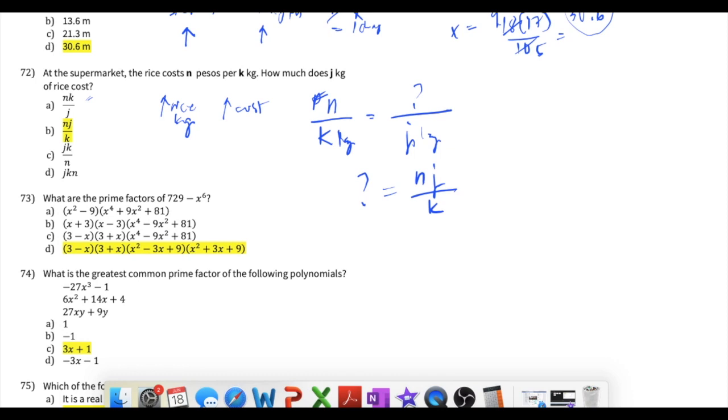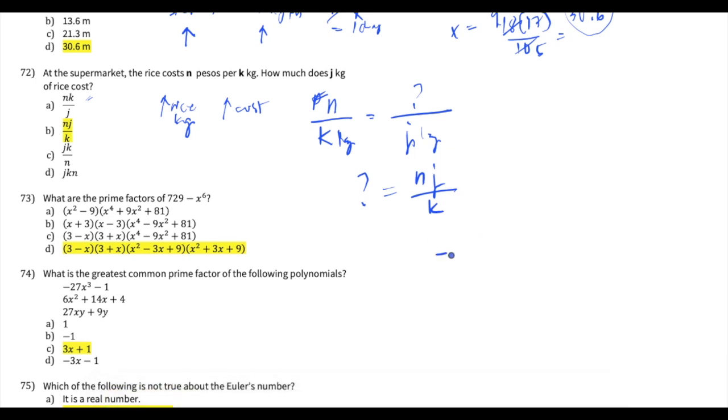Okay, for number 73, meron tayong 729 minus x raised to 6. This is just a difference of 2 cubes. Ito 9, ito x squared. Okay, so ang factors natin dito is going to be 9 minus x squared times 81 plus 9x squared plus x raised to 4.